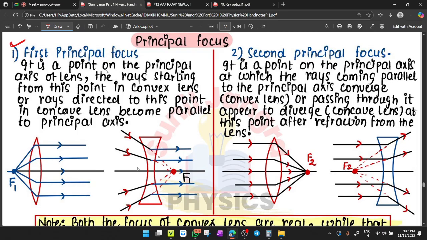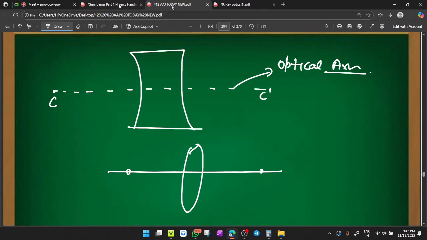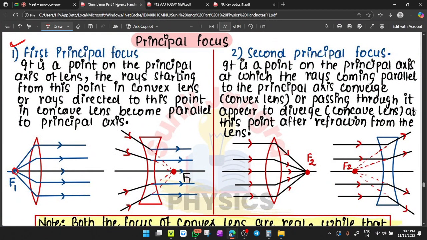First principal focus: it is the point on the principal axis of the lens. The rays starting from this point in a convex lens, or rays directed to this point in a concave lens, become parallel to the principal axis. So this is a different thing. This is not the previous one we have read. In the previous cases, the rays coming parallel to the principal axis pass through a point after the refraction. That is called your principal focus. But here, the rays are coming from that point and after the refraction getting parallel. So that is called the first principal focus.